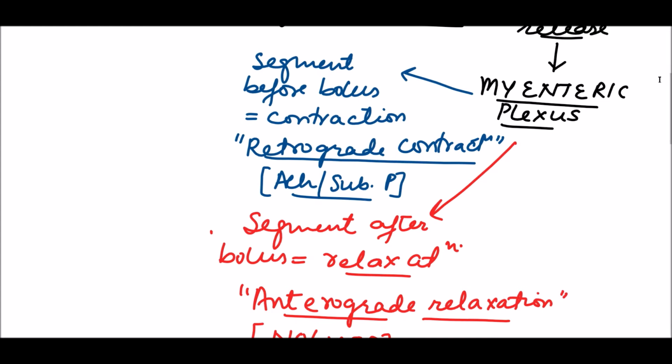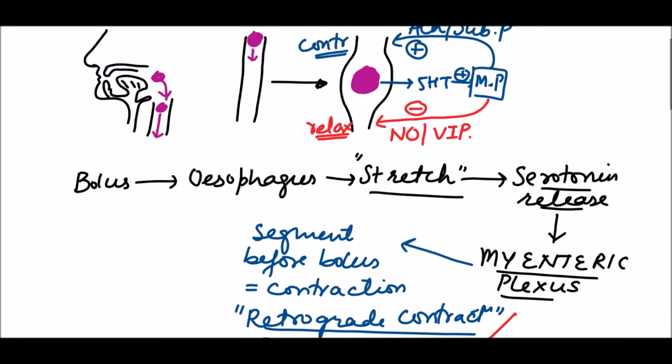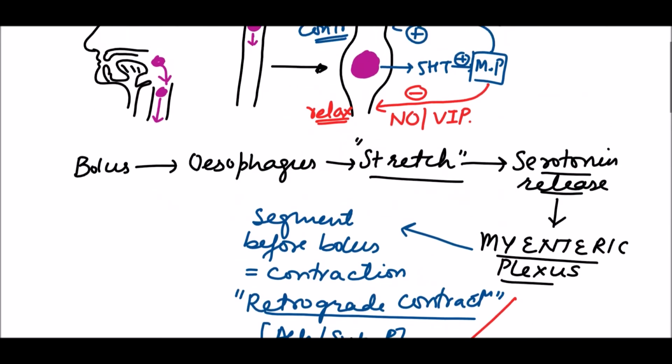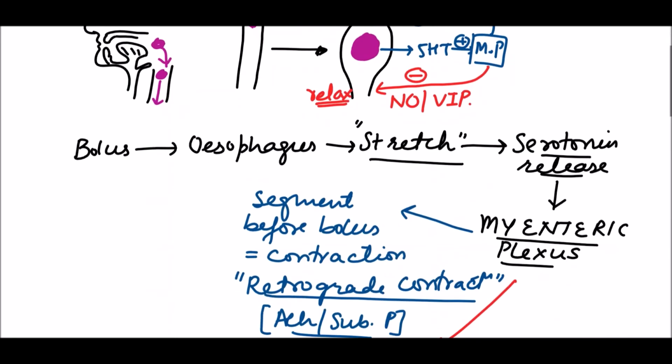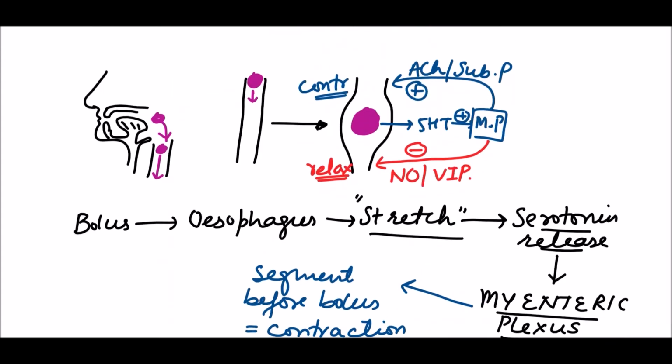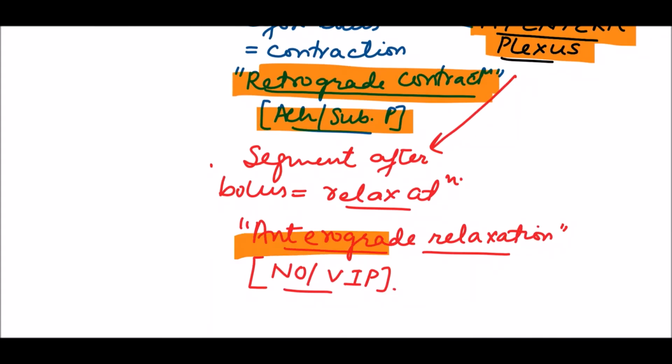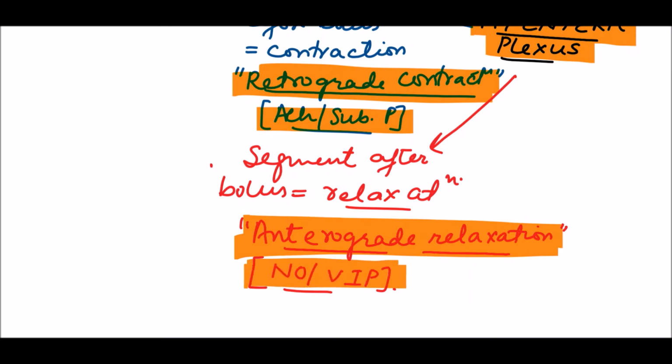So this is the mechanism of peristalsis. Again, this is the food bolus. It causes stretch, stretch causes release of serotonin, serotonin causes activation of the myenteric plexus, and the myenteric plexus causes retrograde contraction and anterograde relaxation. As a result, the bolus goes in the forward, progressive direction. So the main thing that we need to remember is that stretch causes release of serotonin, and that serotonin activates the myenteric plexus. The myenteric plexus causes retrograde contraction through stimulatory neurons, and through inhibitory neurons it causes anterograde relaxation. Okay, so this is all about peristalsis.